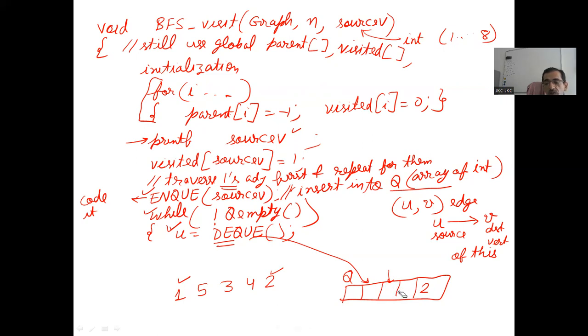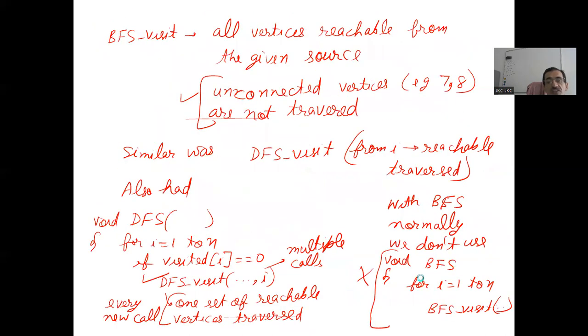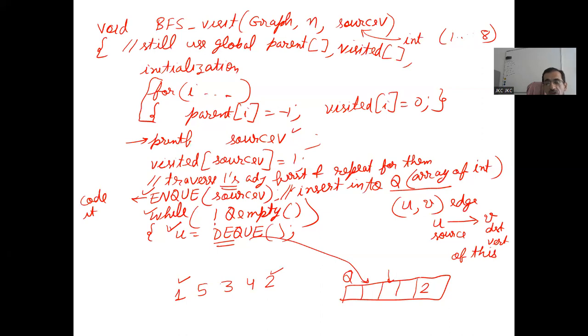Go to 4. Take out 4. 4's outgoing edges will be considered. Do we have anybody from 4 outgoing? Yes, 6. So from source 4, we will get 6 displayed. And as soon as displayed, 6 is also added. Later, 2 will be taken out. And correspondingly, I'll have 2 taken out. 2 traverse, no outgoing. 6 taken out, no outgoing, over. 7, 8 are not traversed at all. And obviously, as I know, this is the way it works.